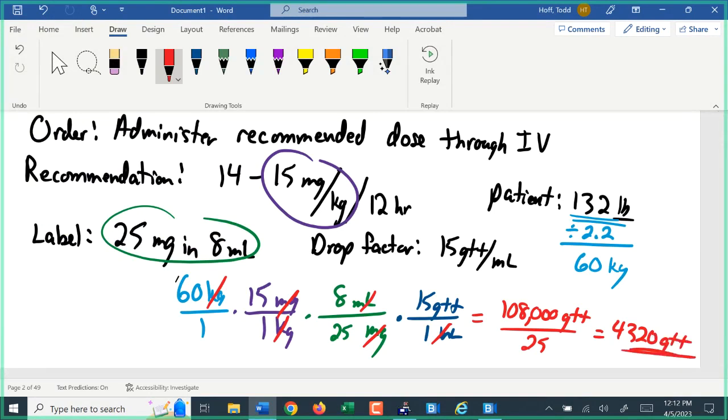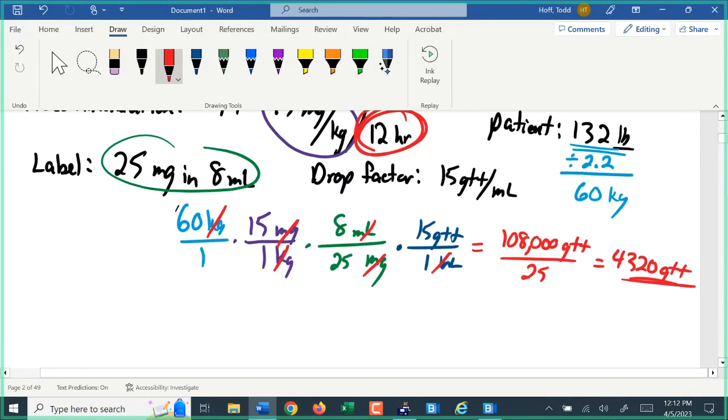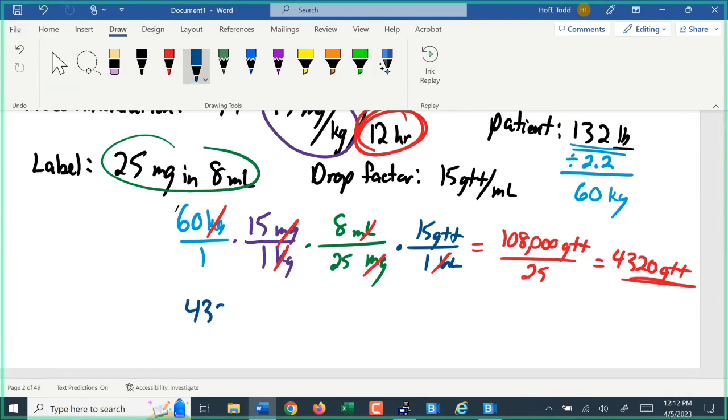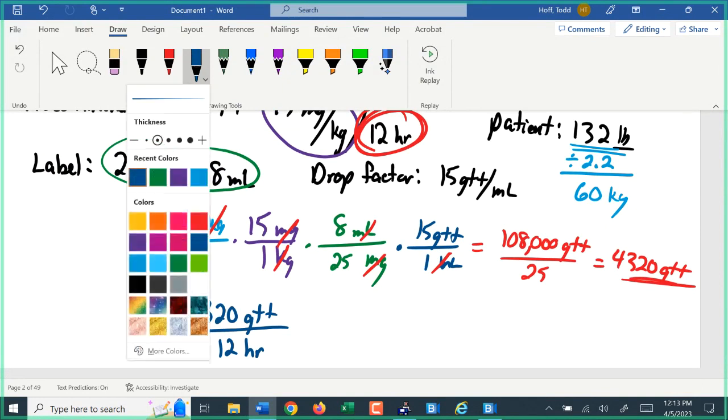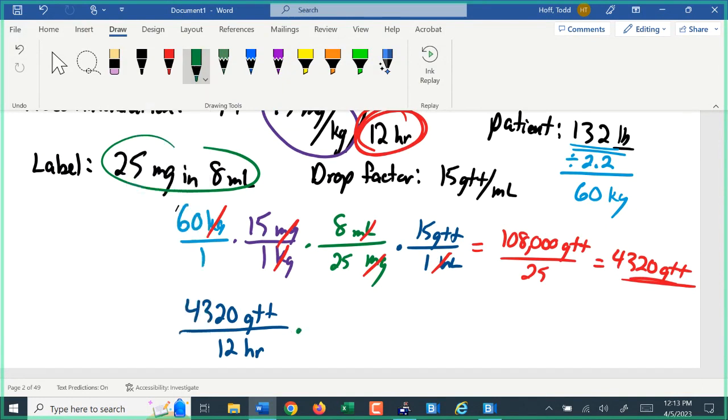Now, when we take into account our time frame, 12 hours, this turns it into a flow rate. We have the 4,320 drops over 12 hours. But remember, we want our flow rate to be drops per minute. When we typically set up an IV, drops per minute is our standard setting. So the drops are going to change.